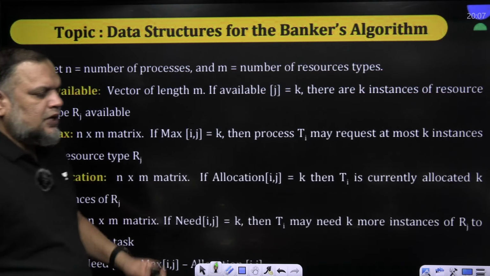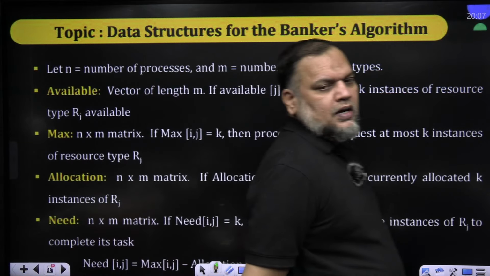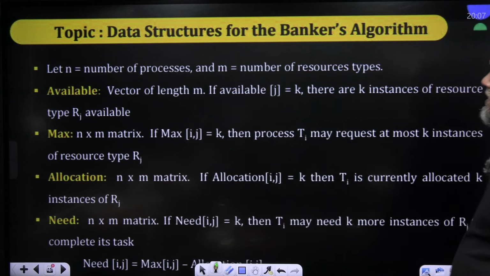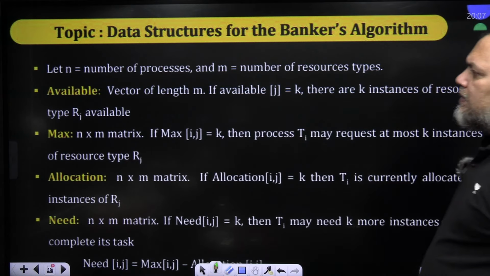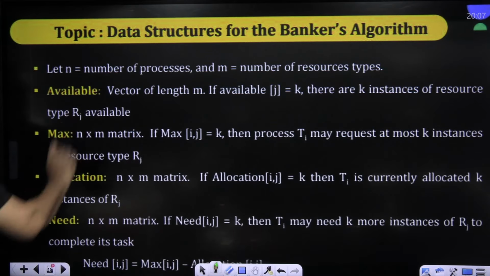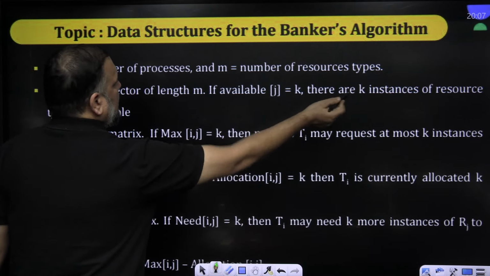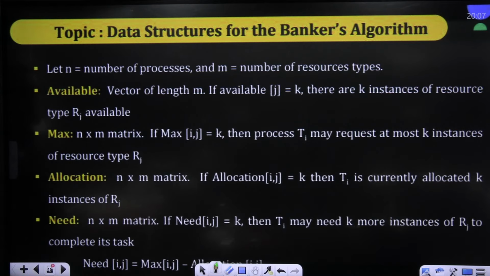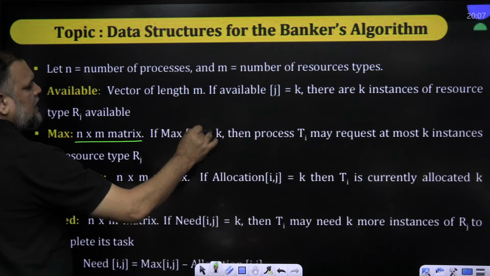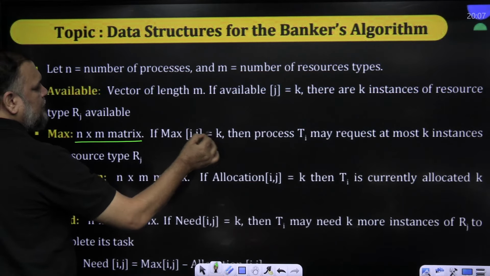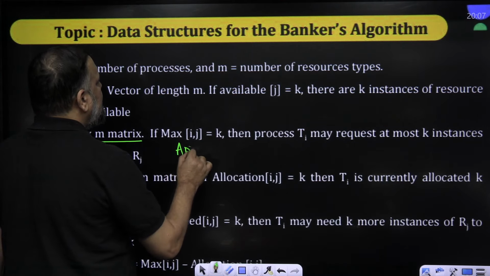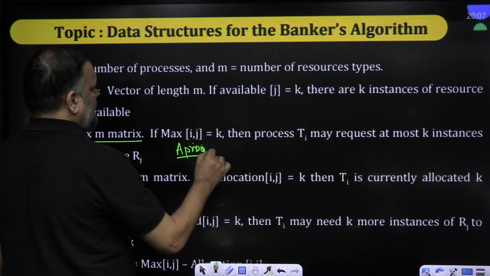Jo data structures hai use honge banker's algorithm mein, iske bare mein ek bar dekh lete hain yahan par. Number one, number of processes n, number of resources m. Theek hai? Available indicate the number of available copies of every resource. It's a one dimensional matrix. When I say available of j is equal to k, there are k instances of resource rj. Max is a two-dimensional matrix, n by m matrix. Max of ij is equal to k ka matlab hai process pi is asking maximum of k copies of resource rj. Ye hai a priori knowledge, a priori information.